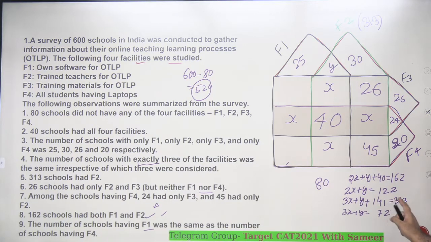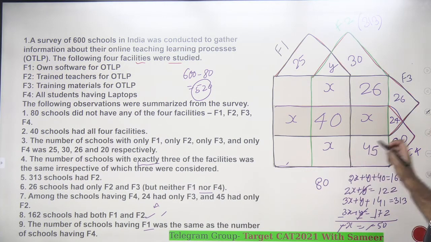Okay, and 2 minus 1, 72, right? So 3x plus y is 172, 2x plus y is 122. Now if I solve these two equations, x and y will get cancelled. 2x minus 3x is minus x, and 122 minus 172 is minus 50. You will get that x is 50.